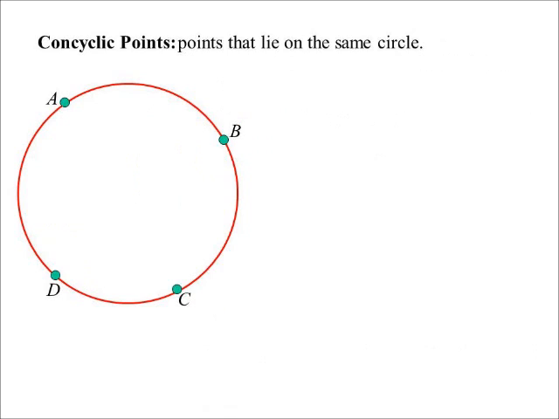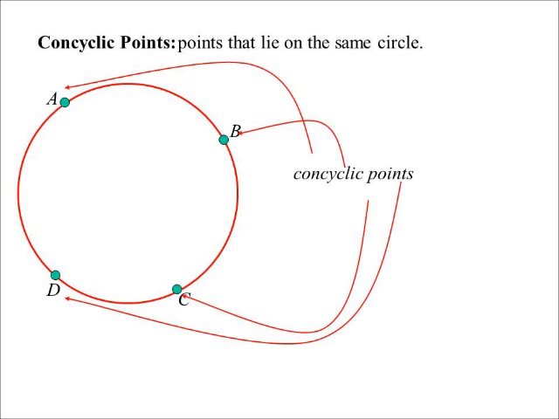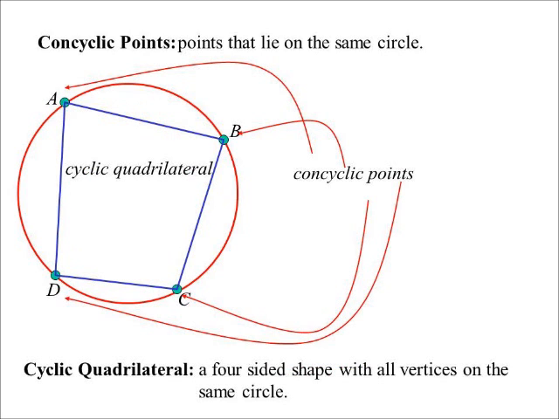Concyclic points. So they're just simply points on the same circle. So all these points I'm labelling there, A, B, C and D, they're all on the same circle, so they are concyclic. Then there's a shape called the cyclic quadrilateral. And that's just a quadrilateral whose vertices are concyclic. So all 4 points are on the circumference of the same circle.